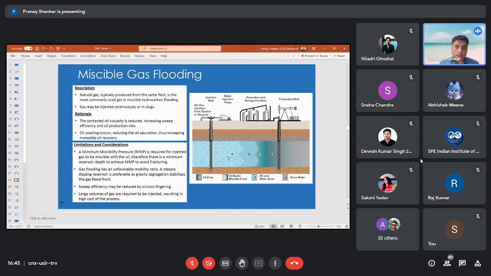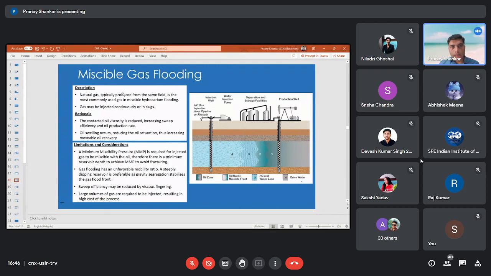Once the gas contacts the oil, it reduces the oil viscosity, and hence it increases your sweep efficiency and oil production rate. And because of swelling, you have residual oil saturation reduced, and hence your recovery is higher. So again, you will hear these two terms more often. One is your mobility ratio or oil viscosity reduction, and second is your residual oil saturation decrease. These two things have to be there for any EOR method to be successful.